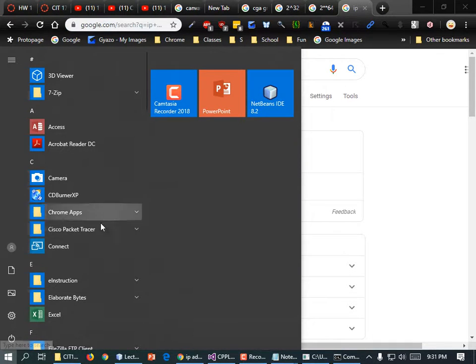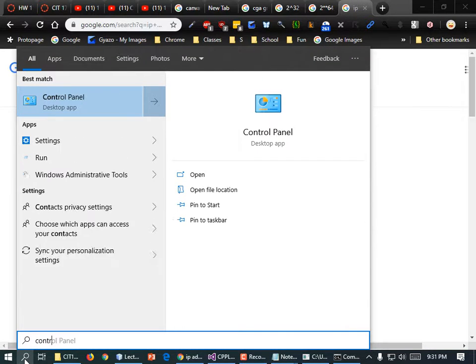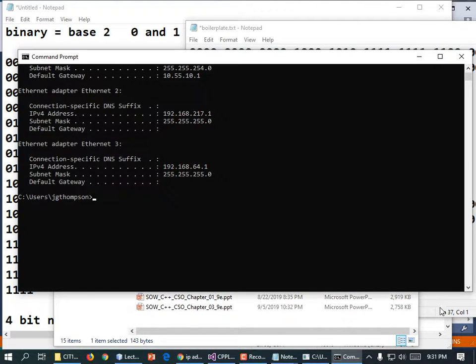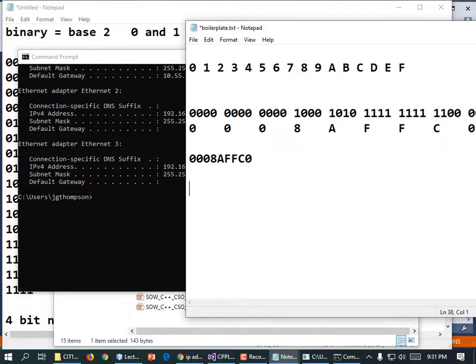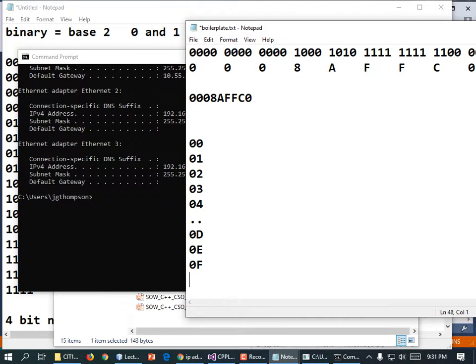So I have a question. Yes, sir. What is next after F? What's after F? Good question. If we're going to start counting in hexadecimal: 00, 01, 02, 03, 04. I'm going to skip ahead: 0D, 0E, 0F. We've maxed out. So it's going to turn into a 0, and what's going to happen in the next column?